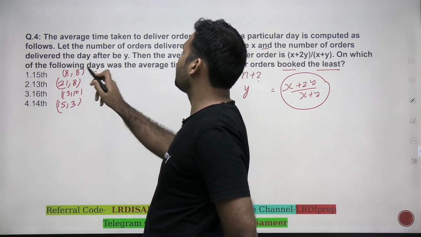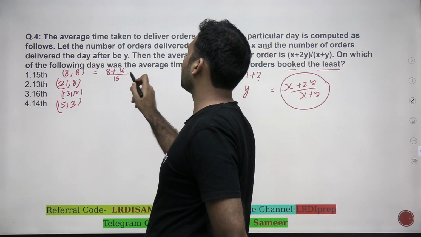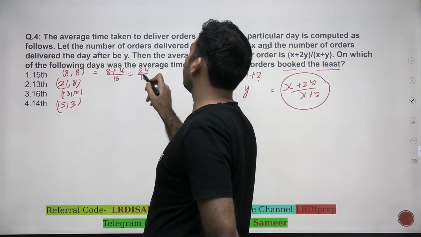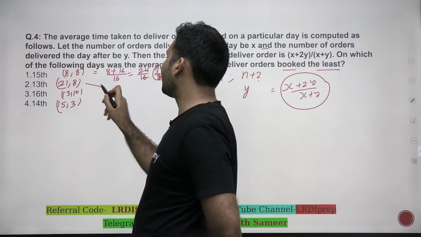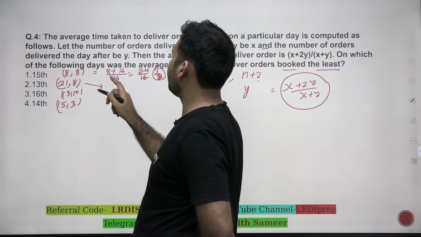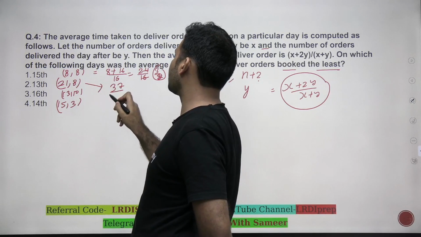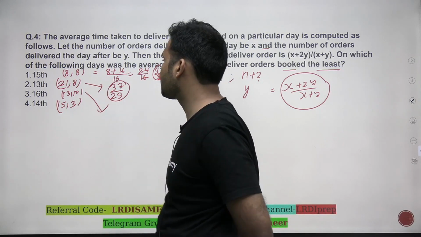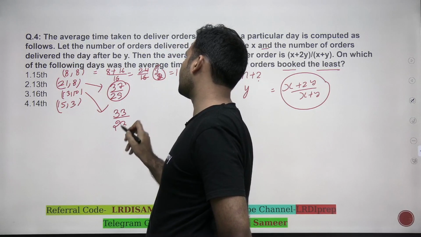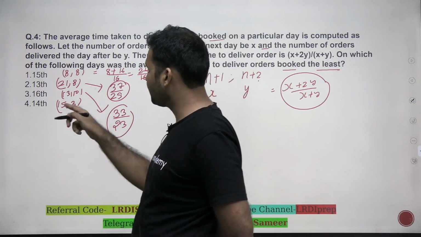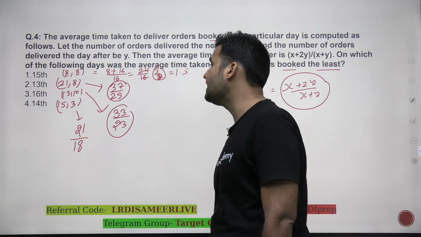Now x plus 2y, 8 plus 2 into 8, that means 8 plus 16 upon x plus y, that means 16. That is 24 upon 16, which is 3 by 2, which is 1.5. For 21 by 8: 21 plus 2 times 8, that is 16, 21 plus 16 would be 37 upon 21 plus 8, 29. 37 upon 29. For 13 and 10: 13 plus 2 times 10, which is 20 plus 13, 33 upon x plus y, that is 23. For 15 and 3: 15 plus 2 times 3, that is 21 upon x plus y, that is 18. I'm supposed to find out which fraction is least.